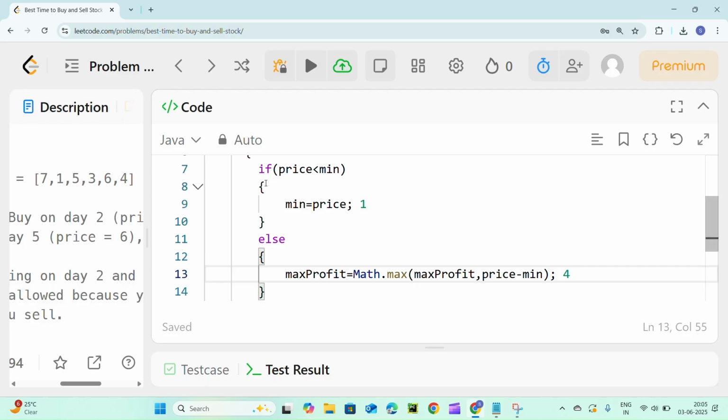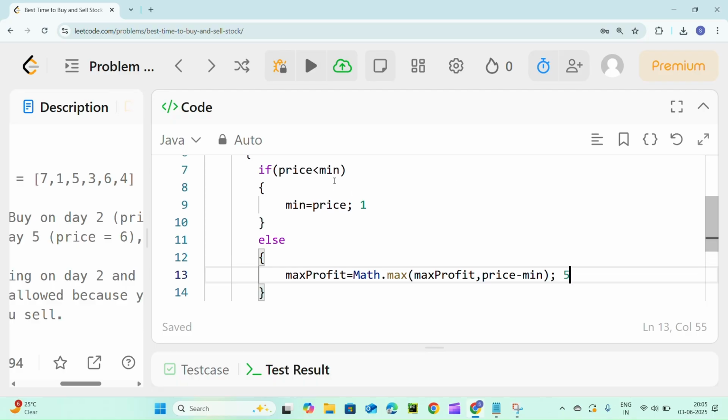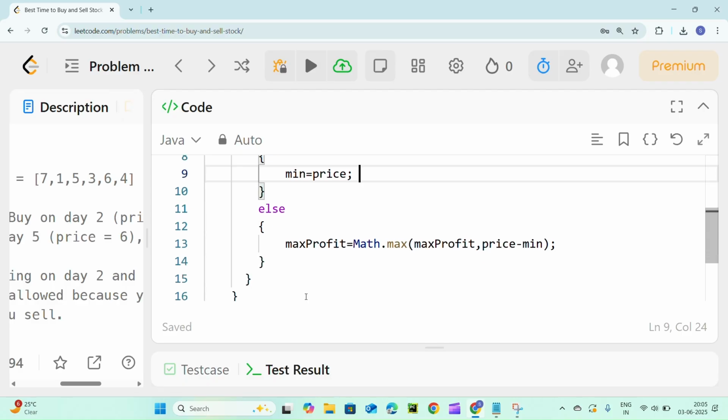Okay. Next the price becomes 6. 6 less than 1, false, and comes to the else block. And here it is 4, and price minus minimum, 6 minus 1, is 5. Then 5 is bigger than 4, so max profit becomes 5 finally. And then it goes to the 4. 4 is less than 1, false, and comes to the else block. Here this is 5, and 4 minus 1 is 3. 5 is bigger than 3, so it remains the same. So this is how the code was written.